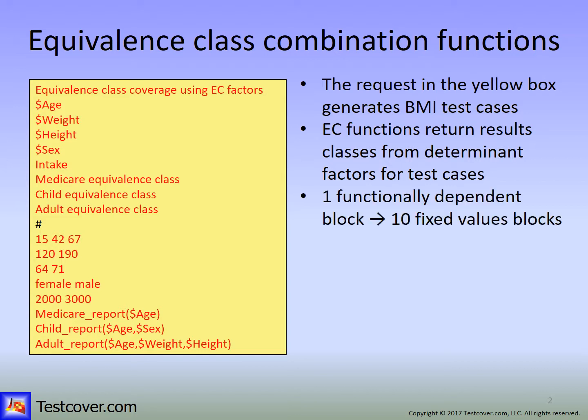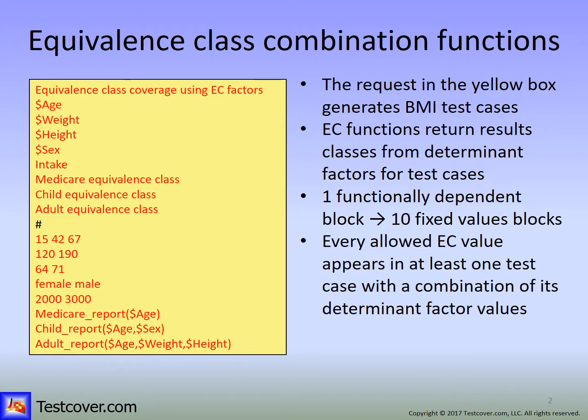The functionally dependent block we see here is replaced by 10 fixed values blocks before test case generation. All combinations of each block are allowed. Taken together, they conform to the constraints for the design.